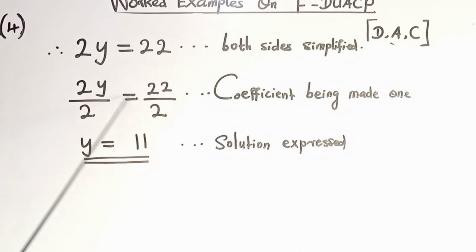So what is going on here? The coefficient of 2 is being made to become 1. At last, simplifying both sides will yield this result. y is equal to 11. And that is the solution to that equation.